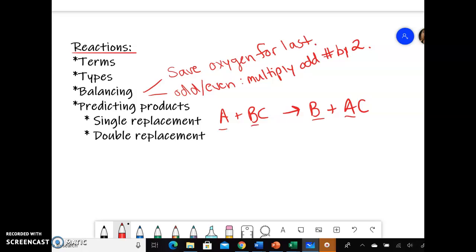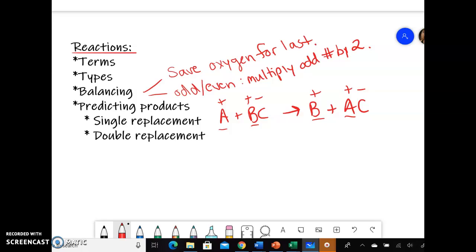A used to be by itself, and then it was in the compound. B used to be in the compound, then it was by itself. So for single replacement, one thing you can do is put charges on everything, put the oxidation numbers that they would become. So the compounds are always plus minus. And then in this case, A happens to be positive.